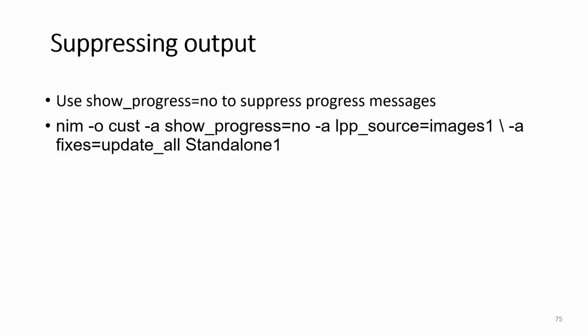And then if you want to have a silent install from NIM, you could basically use show_progress=no, and you're not going to get all those lines. I personally run it in verbose mode because I like to know what NIM is actually doing.